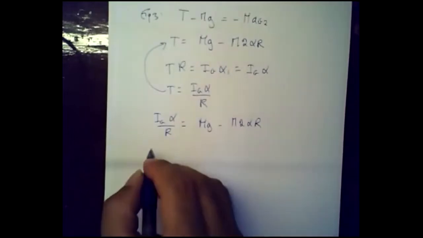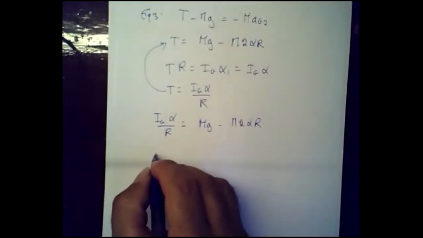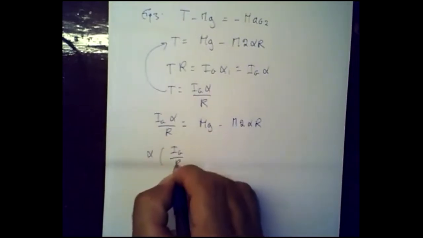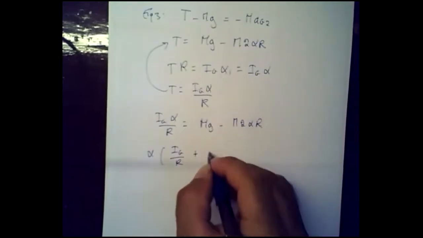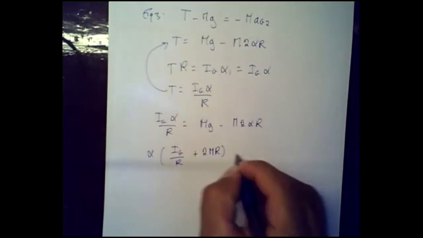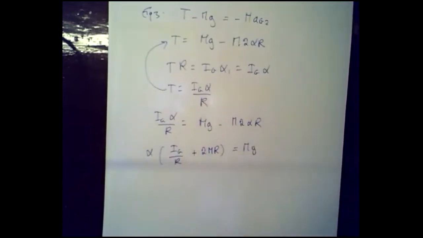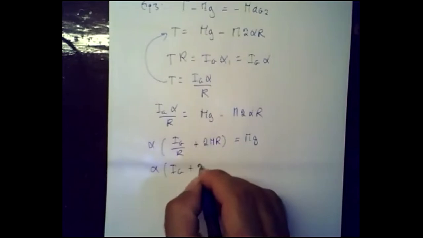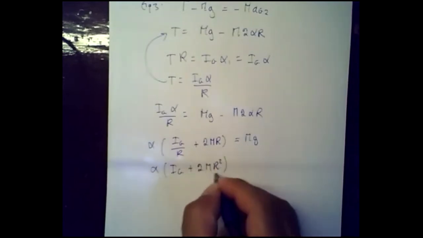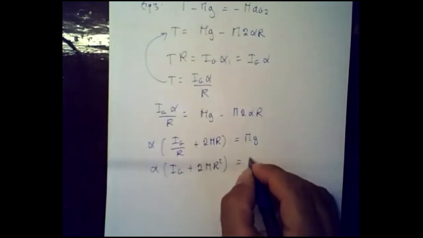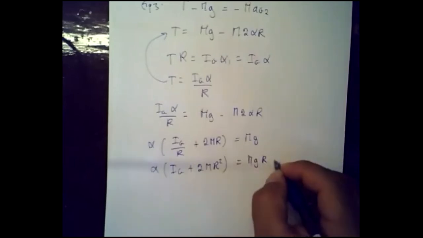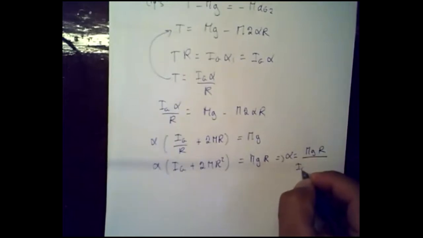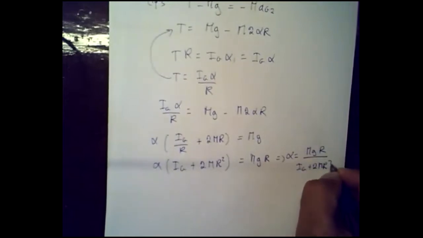So IG alpha over R is equal to mg minus m 2 alpha R. Here we're solving for the angular acceleration. So alpha times IG over R plus 2mR is equal to mg. And here, if you multiply by R, you will always get the same units: 2mR squared, which is the unit of the moment of inertia, and this is going to be equal to mgR. So alpha is equal to mgR divided by IG plus 2mR squared.